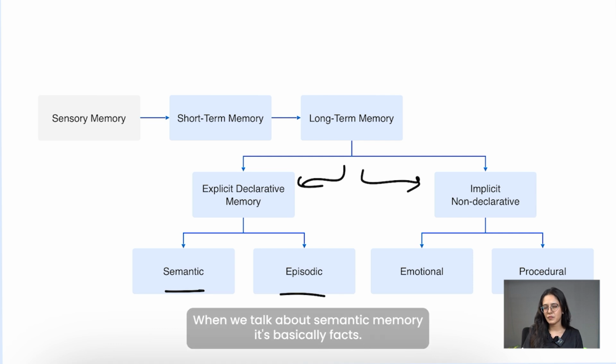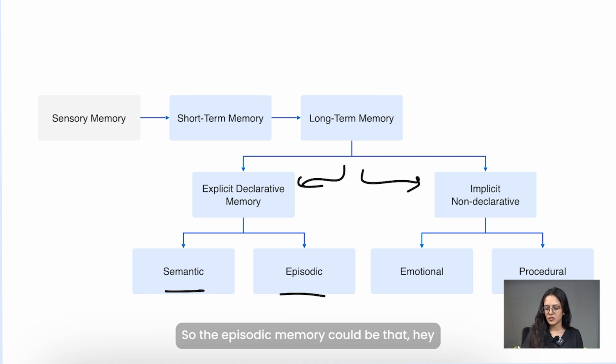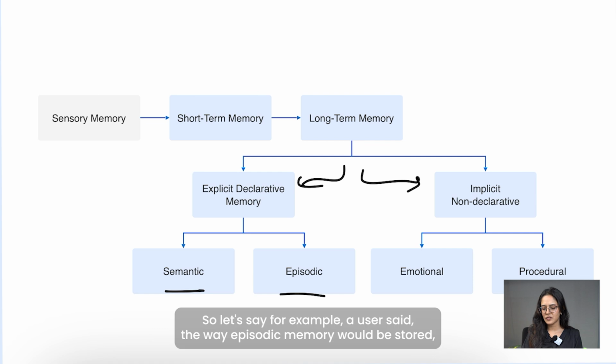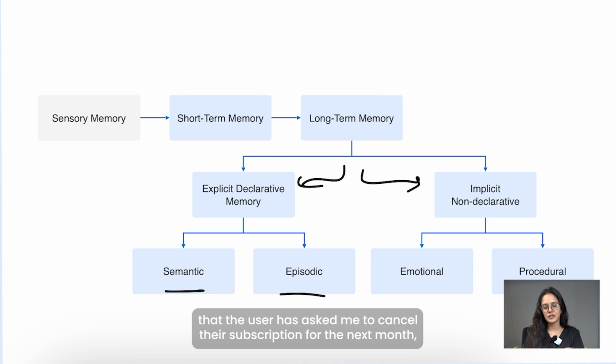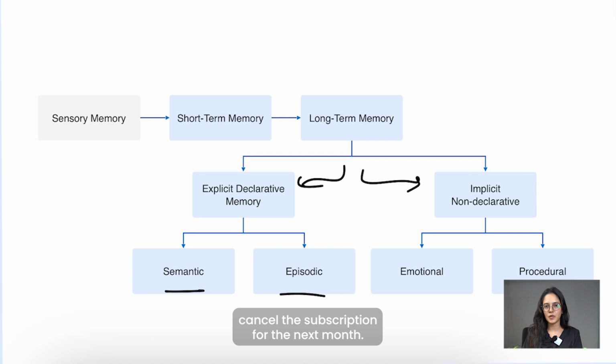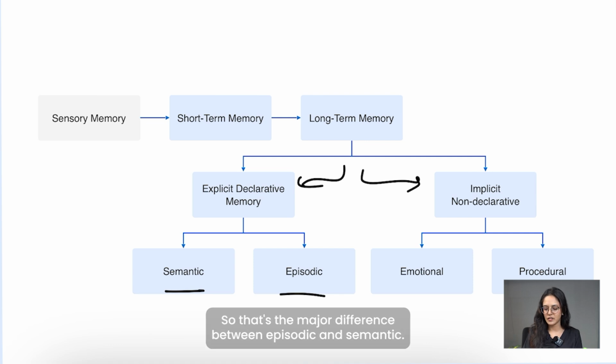When we talk about semantic memory, it's basically facts. Let's talk about the episodic first. The episodic memory could be the agent's experience with the user. For example, the way episodic memory would be stored is that the user has asked me to cancel their subscription for the next month. Whereas the semantic is a fact or knowledge: cancel the subscription for the next month. So that's the major difference between episodic and semantic.